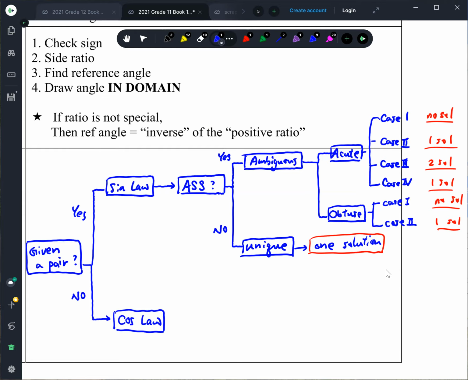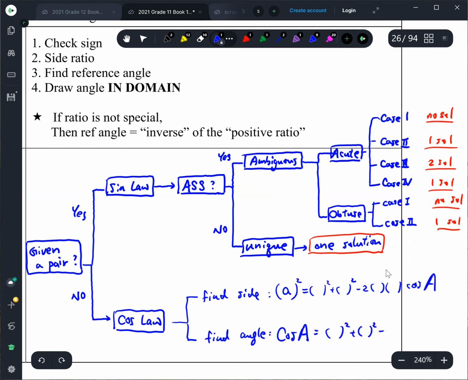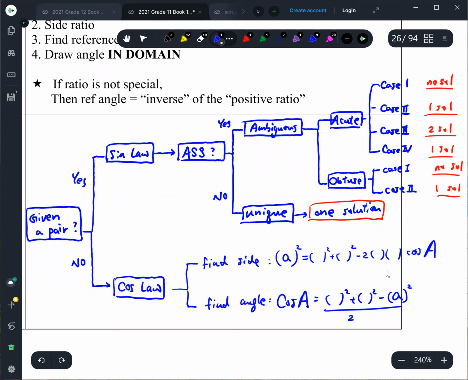Okay, so cosine law, what we just did, it only has 2 parts. One is to find the side, one is to find the angle. To find the side, you would have a squared equals bracket minus 2 bracket cosine A. Right? It's a pair. To find the angle, you will have the other formula: cosine A equals bracket minus bracket, you fill that in first, over 2 bracket.